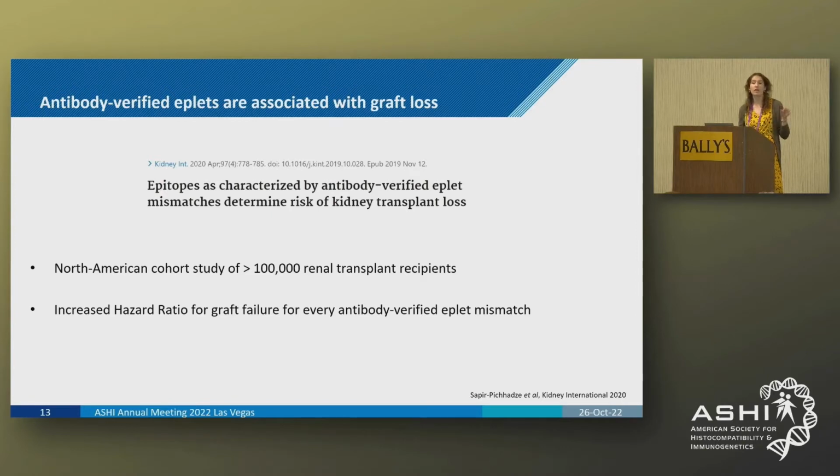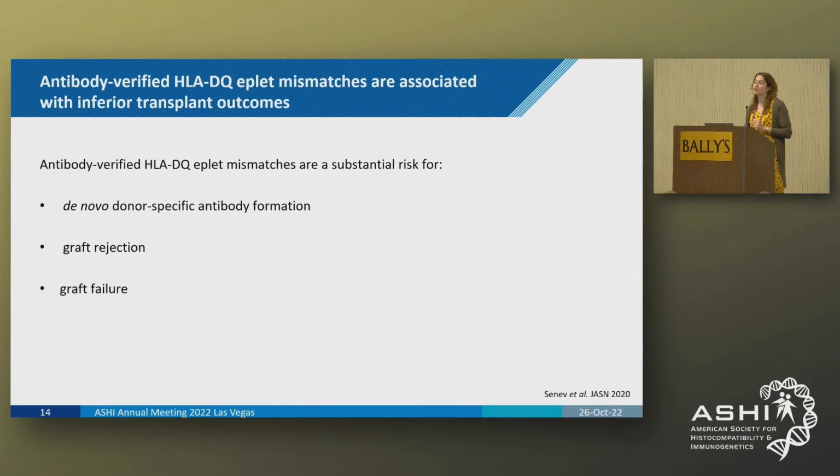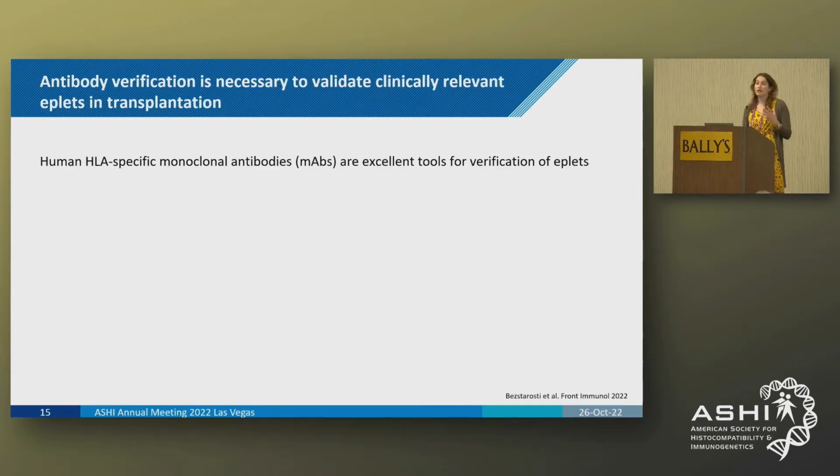So for instance, this is a study in a North American cohort of more than 100,000 renal transplant recipients, where it was shown that for each eplet mismatch, there was an increased hazard ratio for graft failure in these patients. But also in a cohort from Belgium in Europe, we see that antibody-verified HLA-DQ eplet mismatches were associated with inferior transplant outcomes. So there was a higher risk for DSA formation, graft rejection, and also graft failure. So therefore, we do need this antibody verification to validate really the clinically relevant eplets so that we can, in the end, use these eplets in a transplantation setting. And human HLA-specific antibodies are an excellent tool to do that.